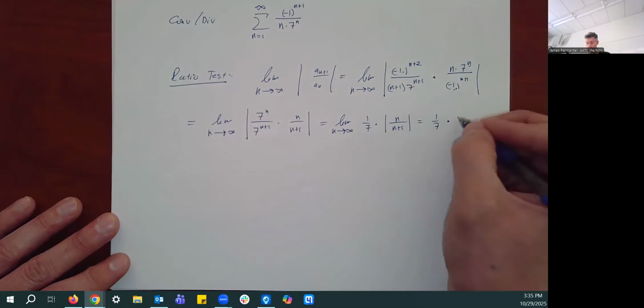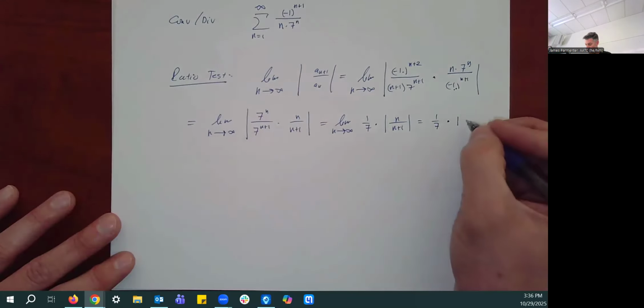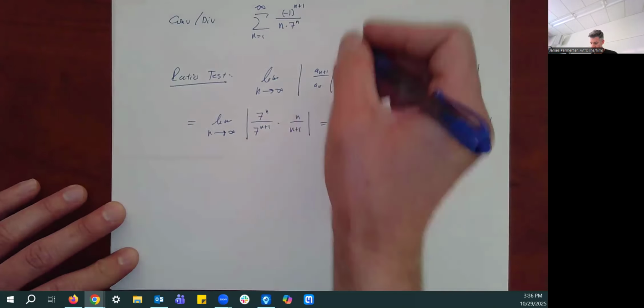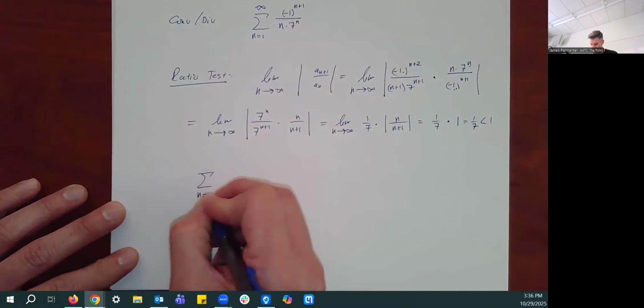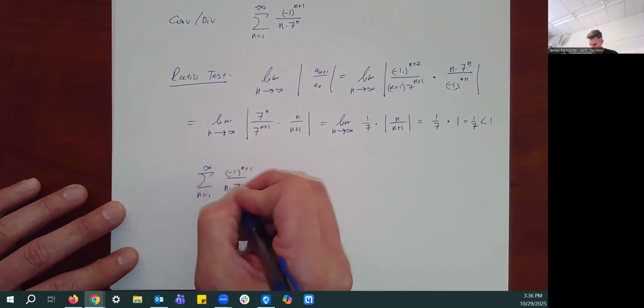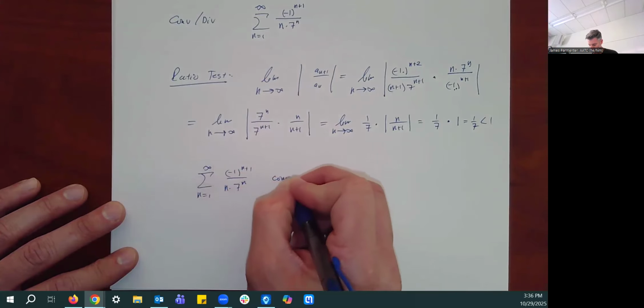It is 1. So here our limit is 1/7, which is less than 1. So we get to say this series from n equals 1 to infinity of -1 to the n plus 1 over n times 7 to the n converges absolutely.